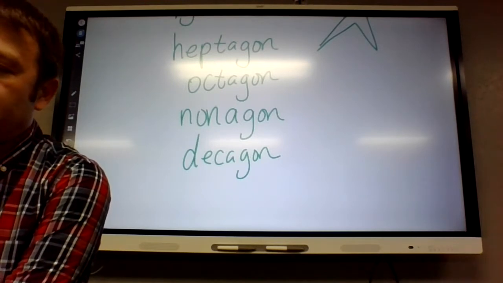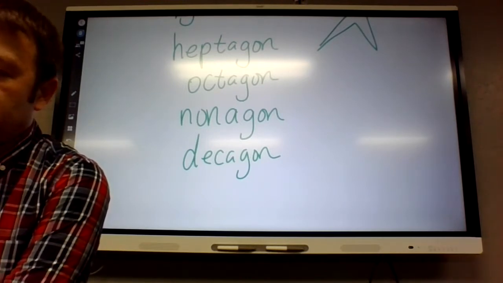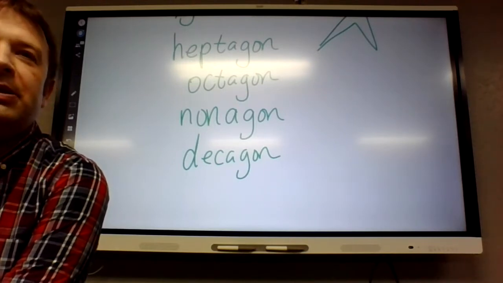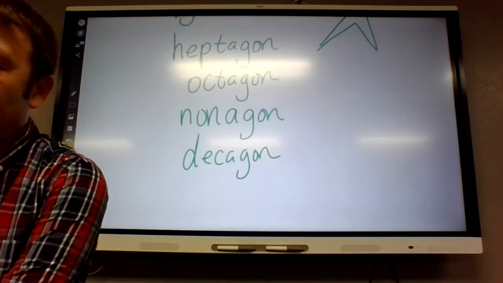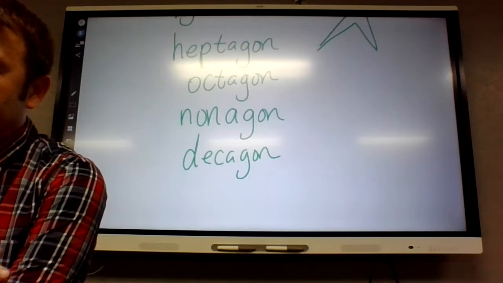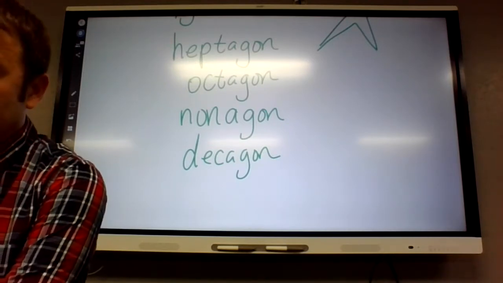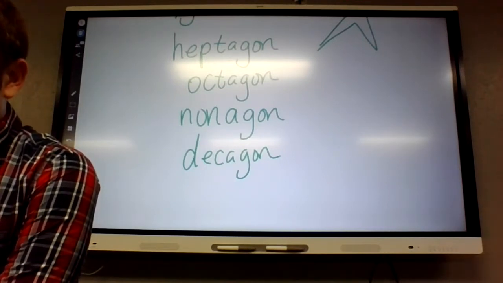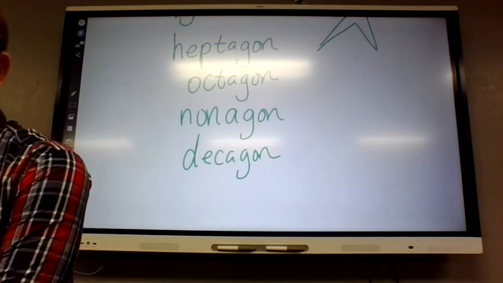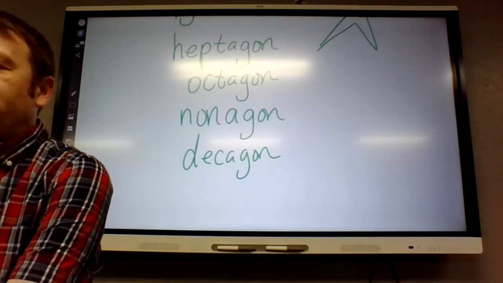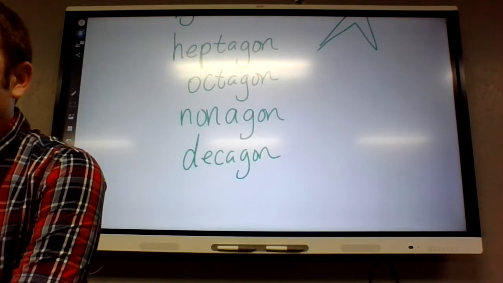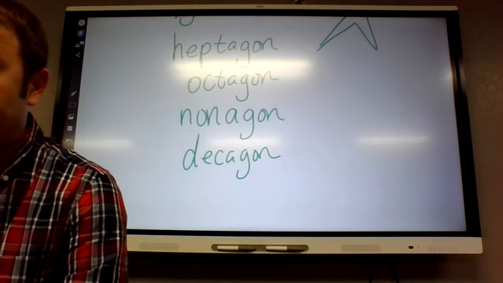C, is that a polygon? Yes. What kind? Decagon. Each point on the star has two sides, so 2 times 5, 10. D, is that a polygon? No. Because it's not closed. The other way it could not be a polygon is if it's not a simple curve. If it crosses over itself, that's not a polygon.